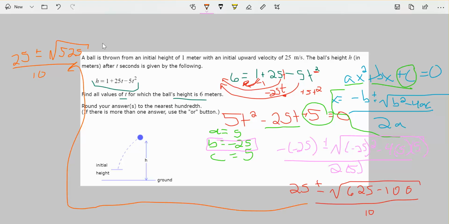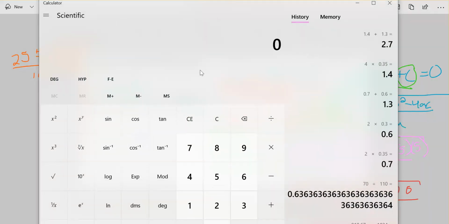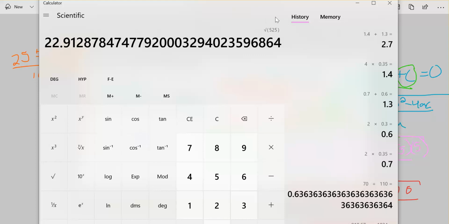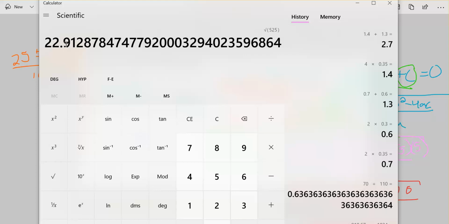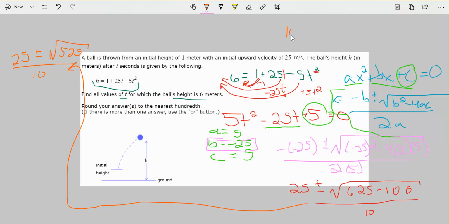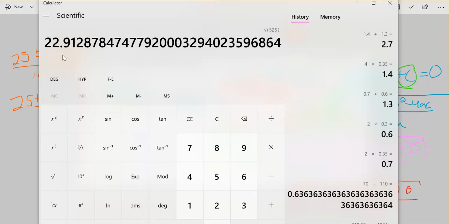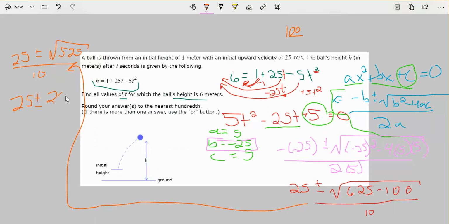Well, at this point, I need to find what the square root of 525 is. So I can go ahead and put that into my calculator, and I would do 525 and take the square root of that, and I get 22 and 9/10. Does it want it in hundredths? So then that would be 22 and 91 hundredths. Since there are 2 zeros in 100, that means I'm doing 2 decimal places for hundredths. So then that would be 25 plus or minus 22 and 91 hundredths, all over 10.